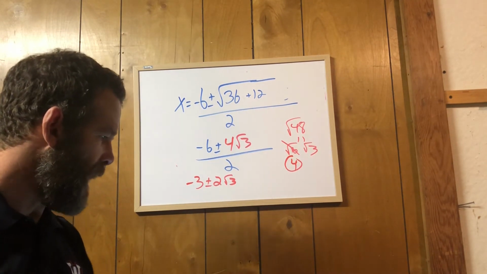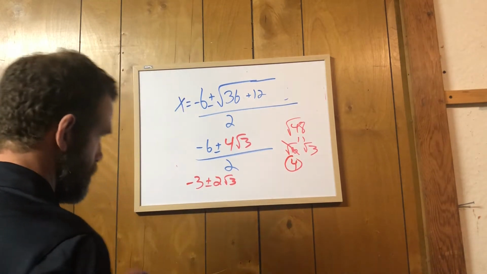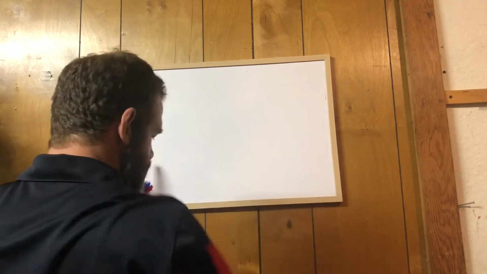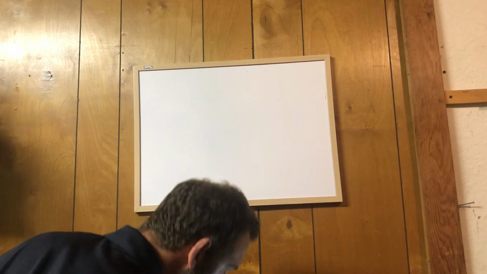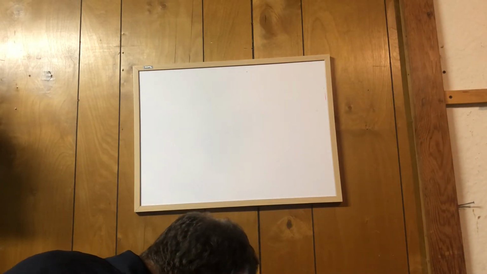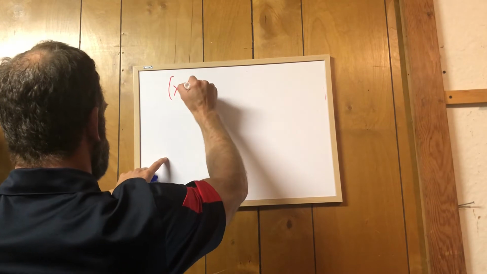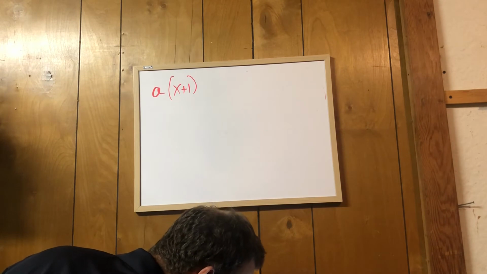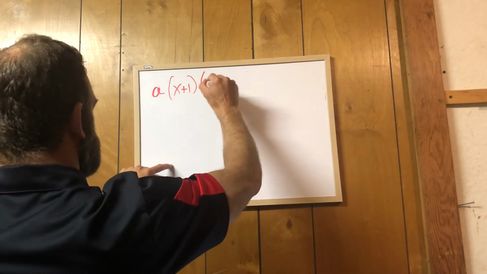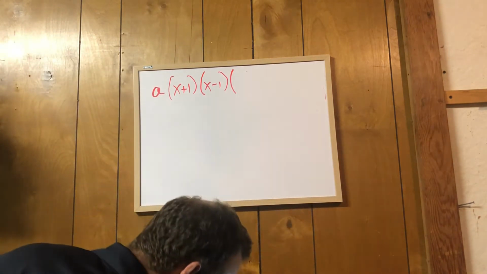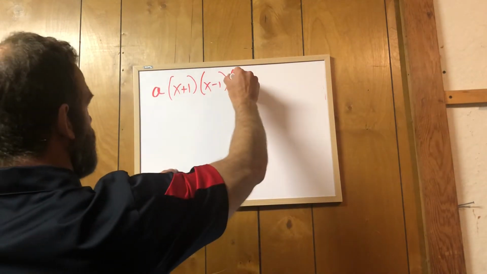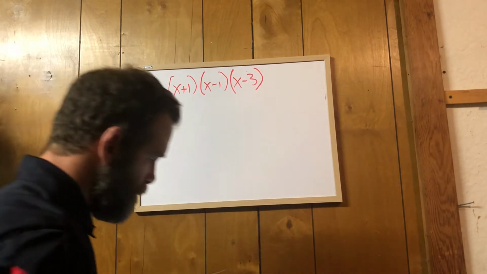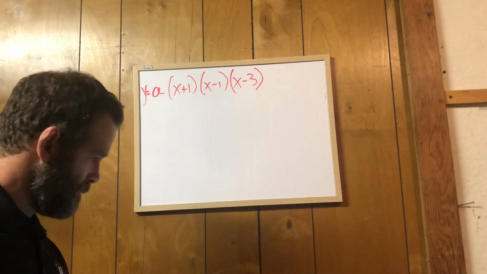Okay, now if you write the equation, you should know for number 8, if you're writing this equation, that it looks like a root of negative 1, so it would be x plus 1 factored. It has a root of positive 1, so x minus 1 factored, and has a root of 3, so x minus 3. And you have y equals. So based off of that, you can eliminate a couple answers.